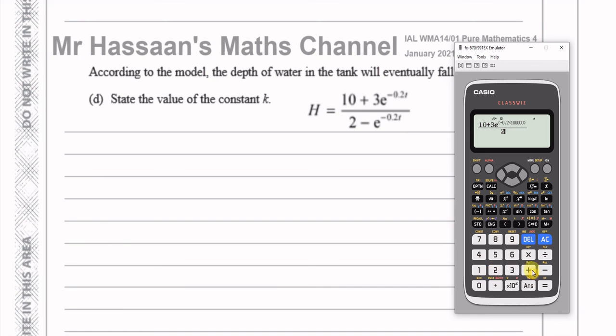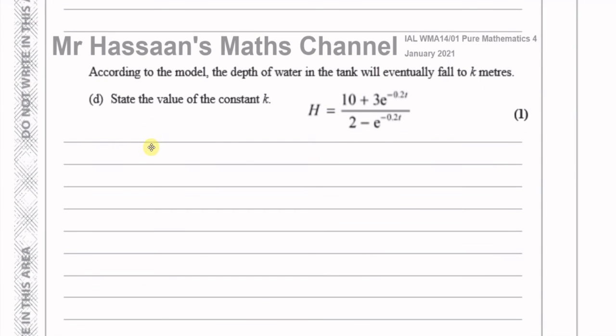So here we got 2 minus, I'll have e to the power of minus 0.2 times, again, I'll put a really big number like 1,000,000. Again, let me just put it into the brackets to make sure. Okay, now this answer should come out as 5, and it does, you see. So I know that the answer here is h equals 5.